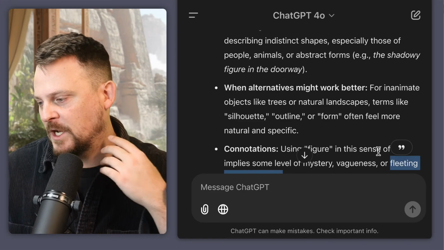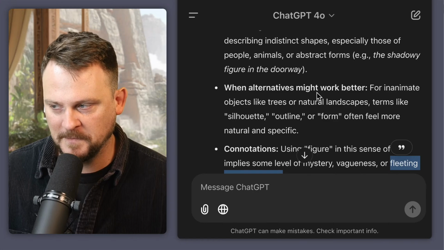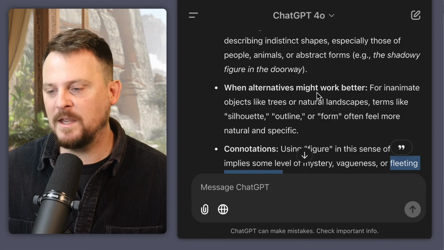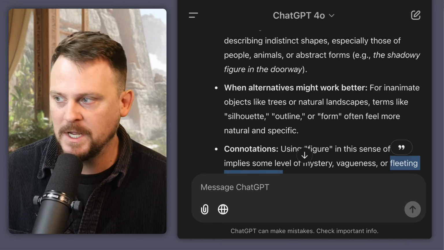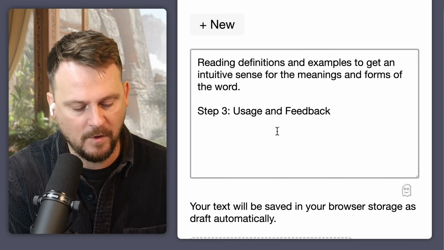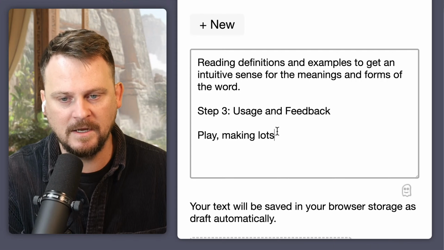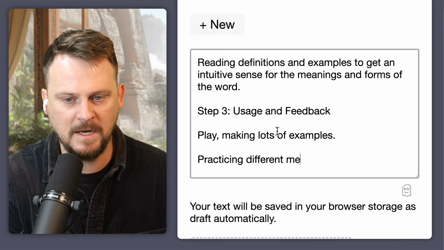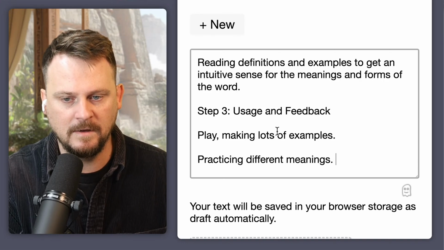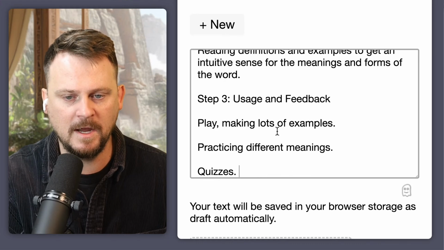And while ChatGPT may get some things wrong, it's still going to give you generally good feedback. Then it comes to our next step, which is step 4. So basically here what we're doing is play, making lots of examples, practicing different meanings, quizzes, and understanding quizzes. I'm going to put this on a separate line.